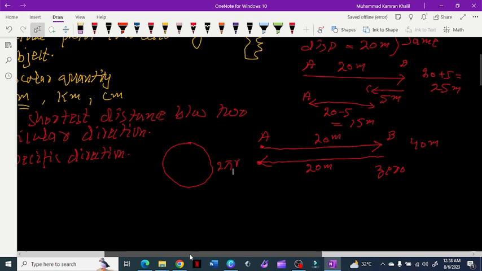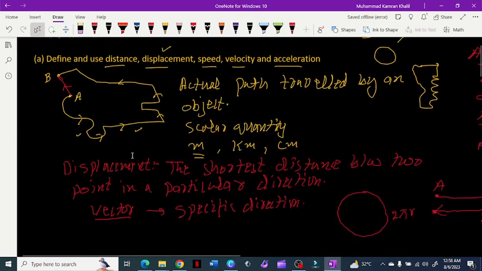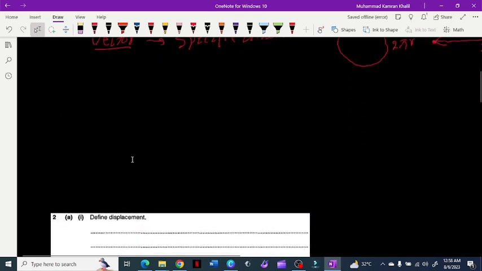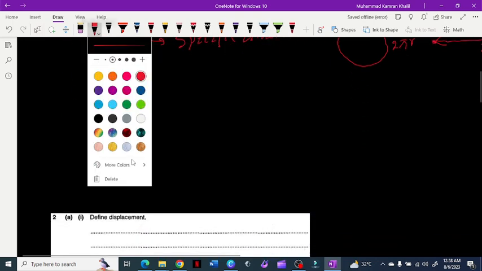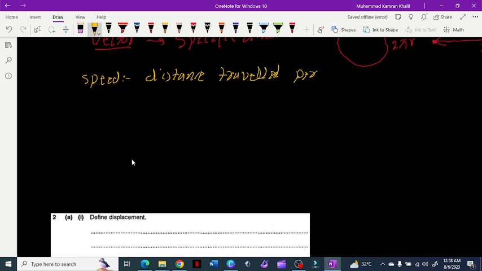Now the other definitions related with this topic are speed and velocity. How can we define speed? Then we will move towards velocity. Speed is distance traveled per unit time.